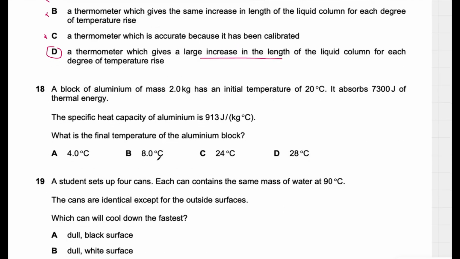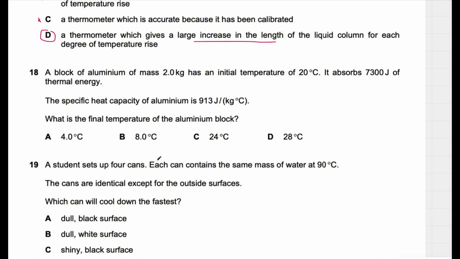Okay, question 18. It says a block of aluminum has a mass of 2 kg, and an initial temperature of 20. We subtract final from initial to get the change in temperature. It absorbs 7,300 joules of energy. So this is our energy. Energy has been given, so this question is not going to ask us to calculate energy. Maybe they ask us to calculate the final temperature. Now the specific heat capacity is this. What is the final temperature of the aluminum block?